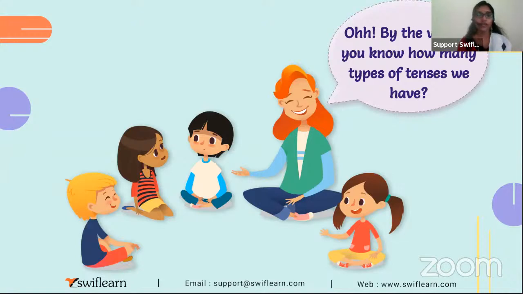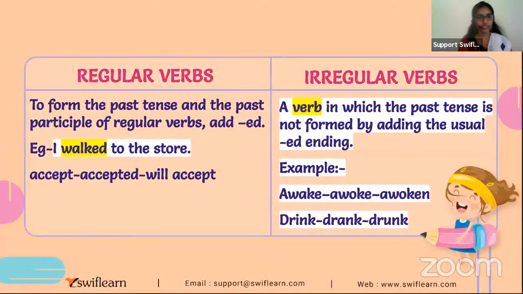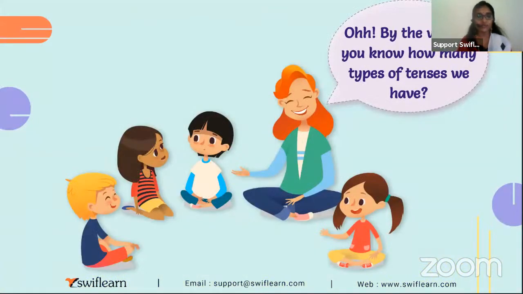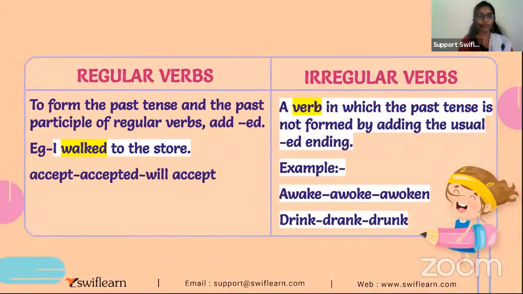By the way, do you know how many types of tenses we have? We were looking at the types of verbs actually, but it is also important for us to know about the types of tenses. So let's look at it. The tenses we have: present tense, past tense, and future tense. These are the types of tenses we have in basic. So let's move on to the next thing.